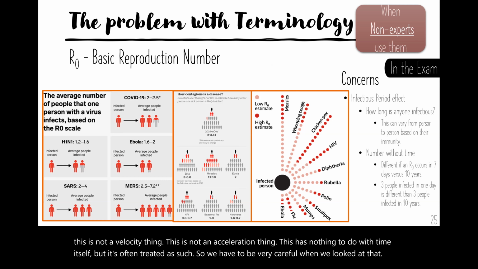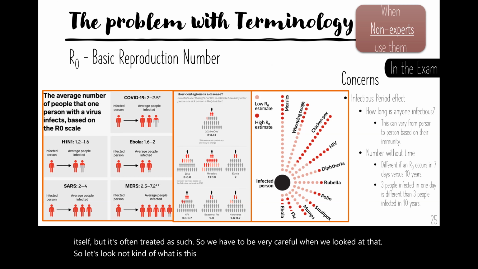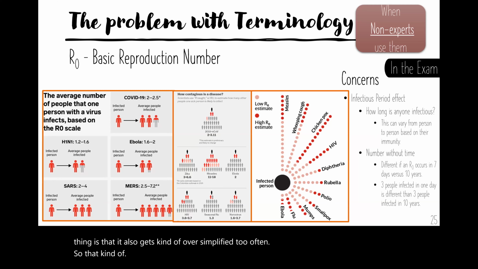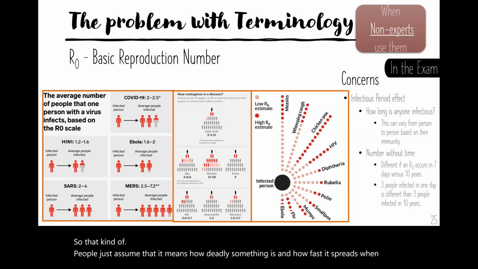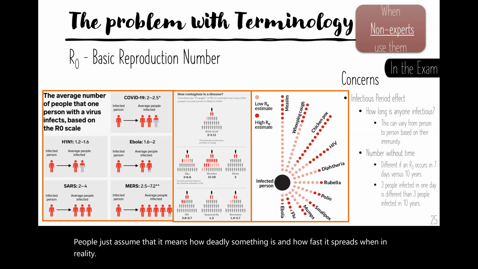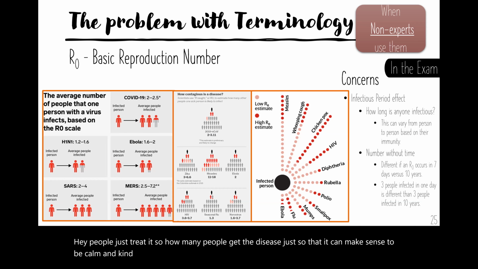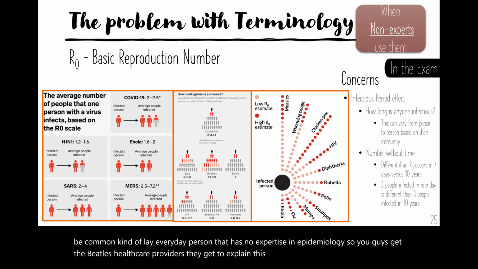So let's look at R naught, kind of what it is. This basic reproduction number is fairly complex. And the other thing is that it also gets oversimplified too often. So people just assume that it means how deadly something is and how fast it spreads, when in reality, people just treat it as, oh, how many people get the disease, just so that it can make sense to the common, everyday person that has no expertise in epidemiology. So you guys get to be those healthcare providers that get to explain this correctly, okay?